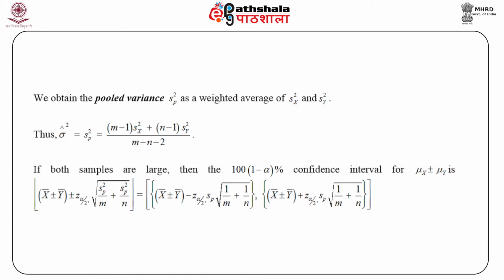We obtain the pooled variance s p square as a weighted average of s square x and s square y. Thus, sigma hat square is equal to s p square, which is equal to (m minus 1) s square x plus (n minus 1) s square y upon m plus n minus 2.